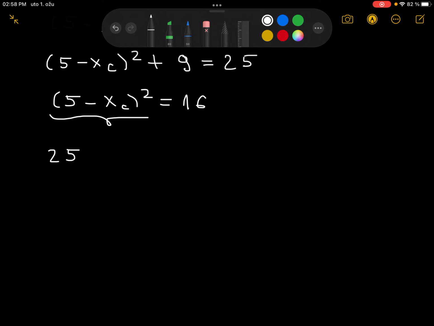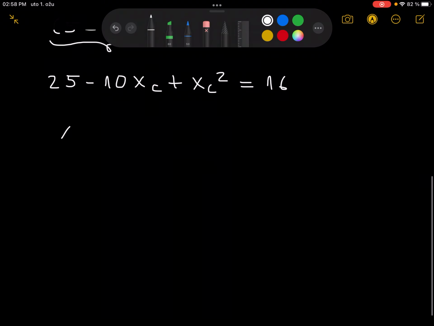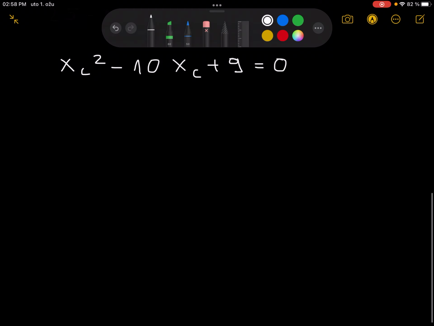Let's go ahead and expand this by using the binomial theorem. That will give us that 25 minus 10 times the x coordinate of the center plus xc squared is equal to 16. When we rearrange this, we'll get that xc squared minus 10xc plus 9 is equal to 0. So we get a quadratic equation in terms of xc.